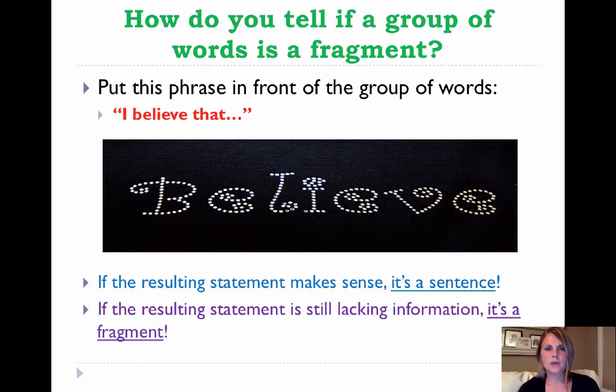So how do you tell if a group of words is a fragment? Well, there's a little test that you can use. If you just put "I believe" or "I believe that" in front of the group of words that you're testing, you can figure out if it's a fragment. So if the resulting statement makes sense, it's a sentence. If the resulting statement is still lacking information, it sounds like it's missing something, then you know it's a fragment.